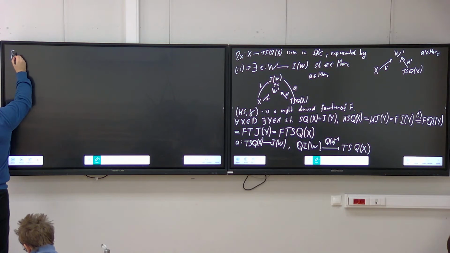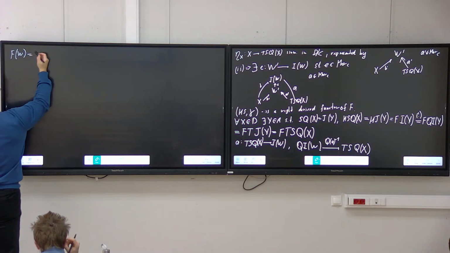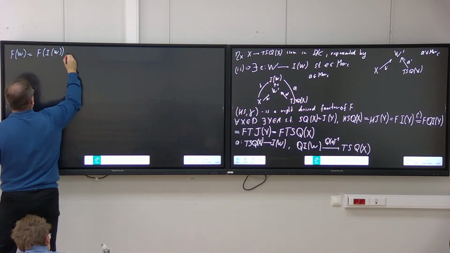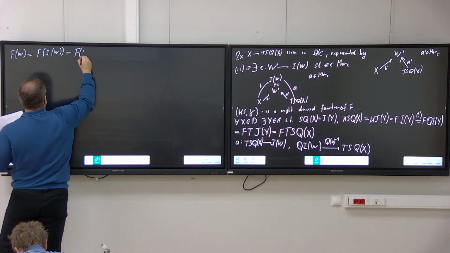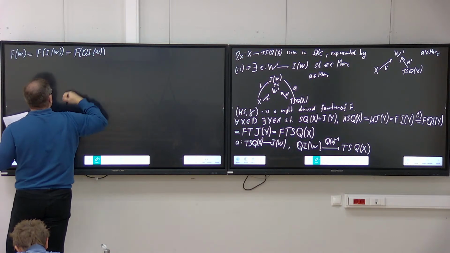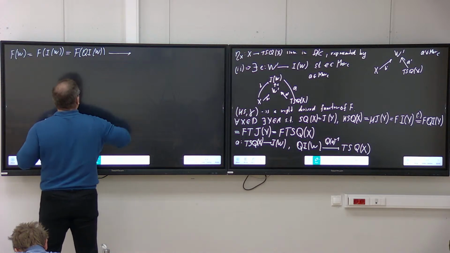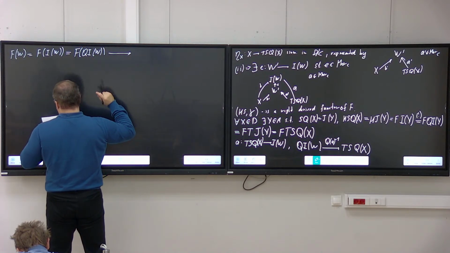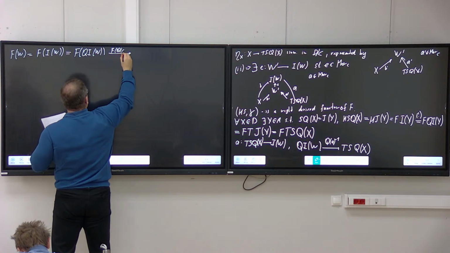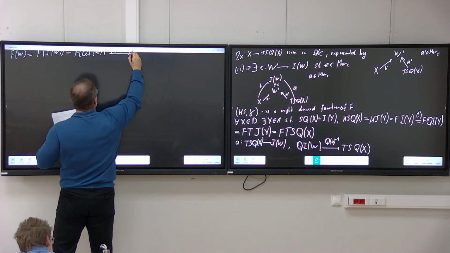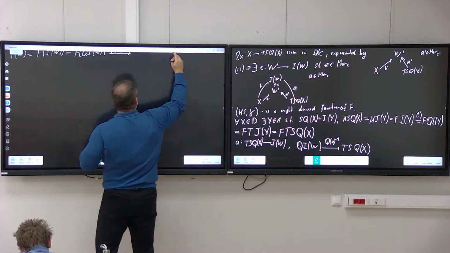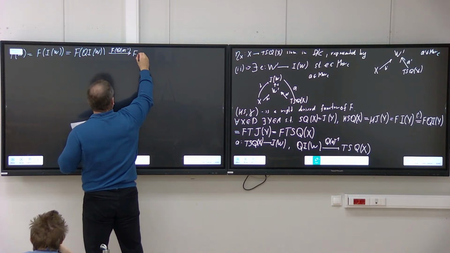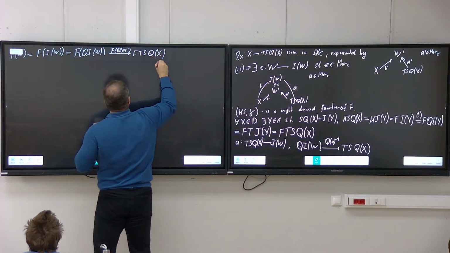So then I can start with the F of the W. Formally I can present it like this, or just rewrite it again in a silly way. This is this composition. Now I can apply functor F to the previous diagram, and I will get F of the Q of A inverse, and this will be in the FTSQ of X.